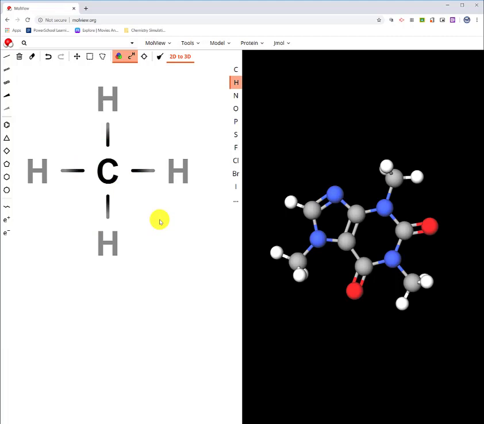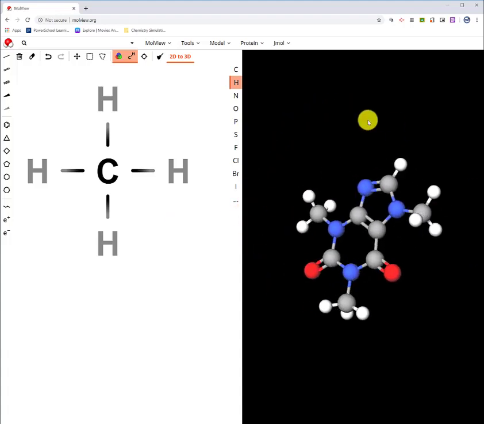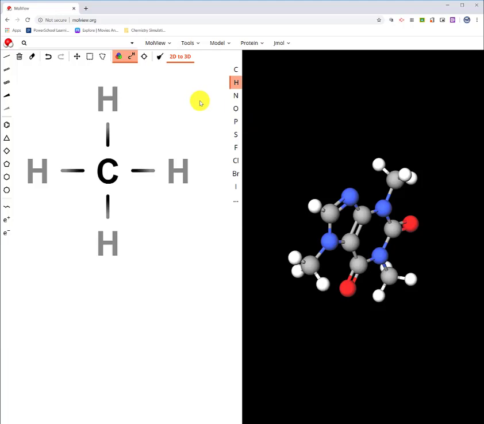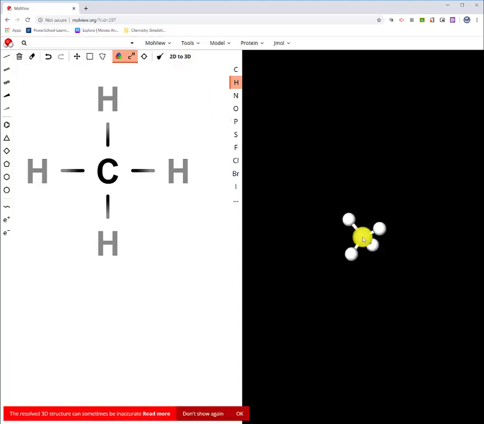Okay. Now we need to be able to see this three-dimensionally. So in order to show it three-dimensionally, over here on the right-hand side, and you're like, oh wow, look, you can spin. Yes, it does spin. You're going to go 2D to 3D. So you're going to click on that. Boom. And there is your three-dimensional structure of methane, CH4.